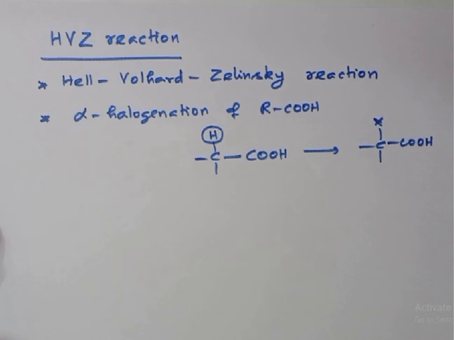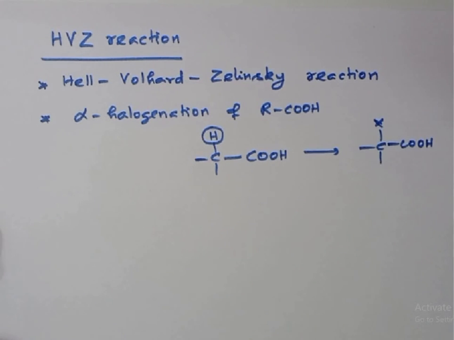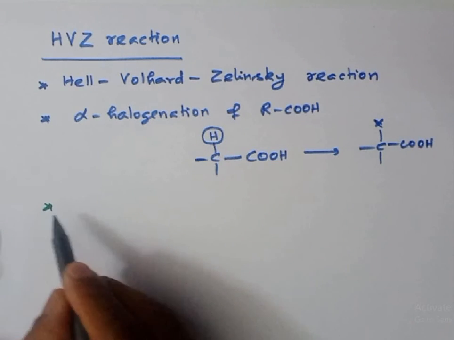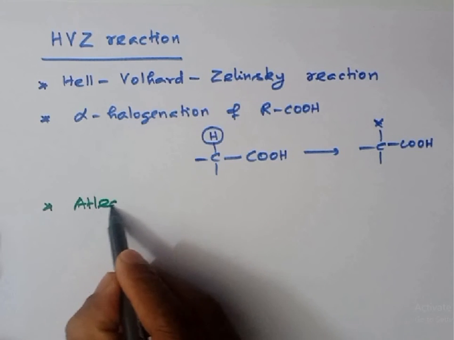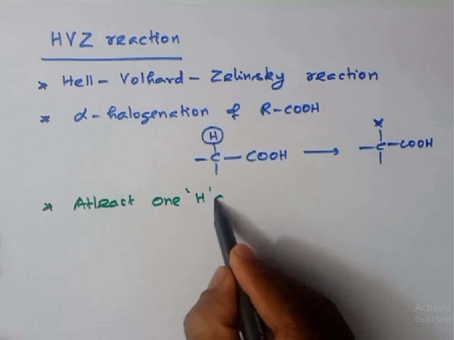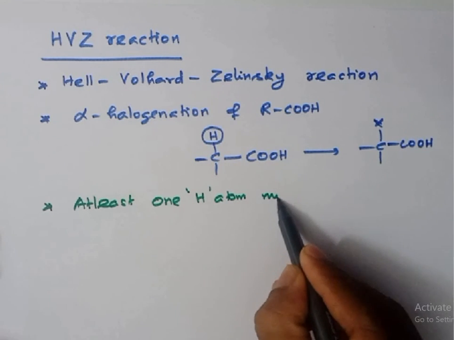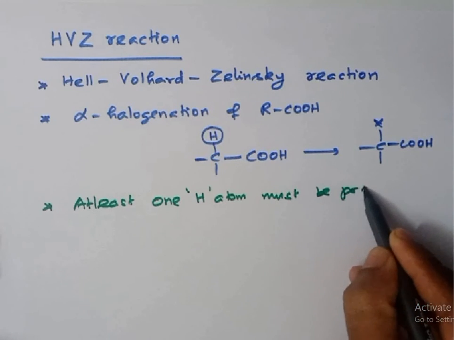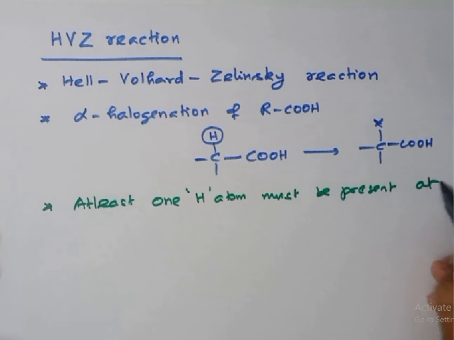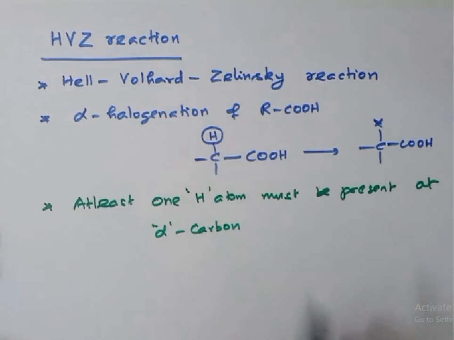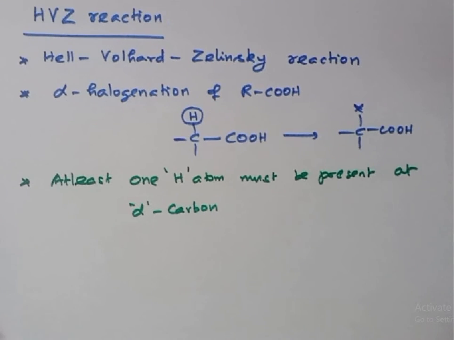So for HVZ reaction, what is the requirement? The requirement is this: you need at least one hydrogen atom to be present at the alpha carbon. At least one hydrogen atom should be present at the alpha carbon.